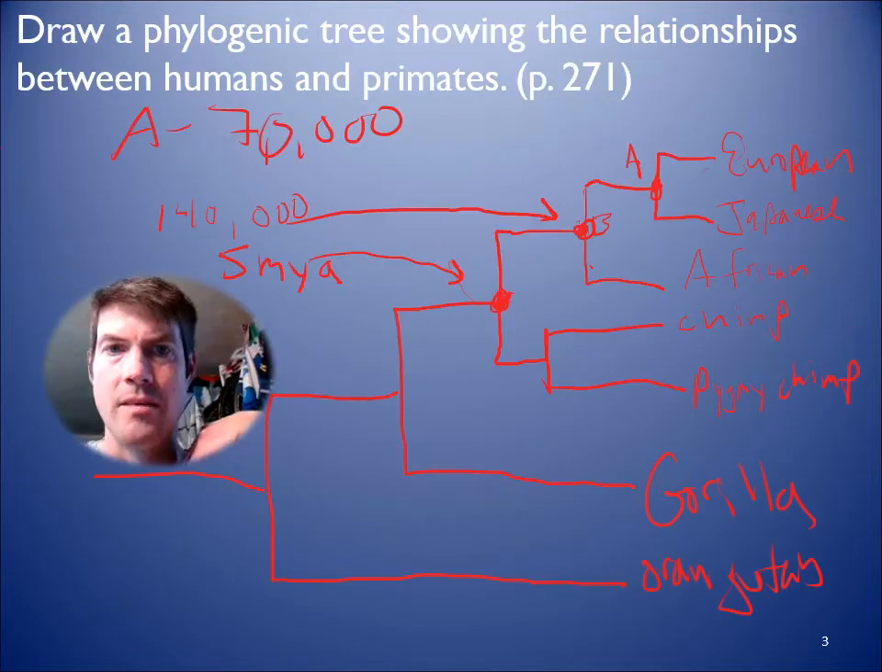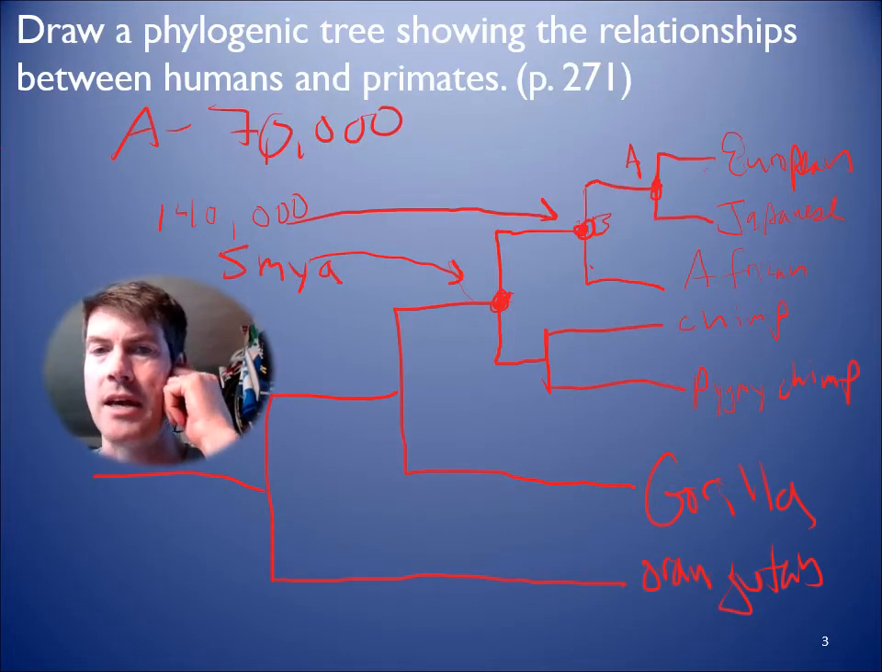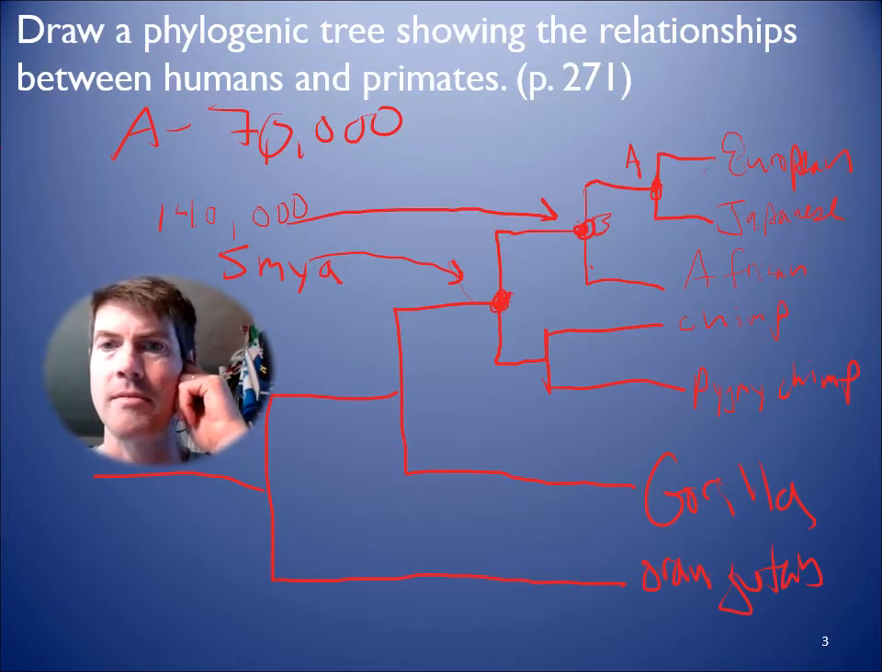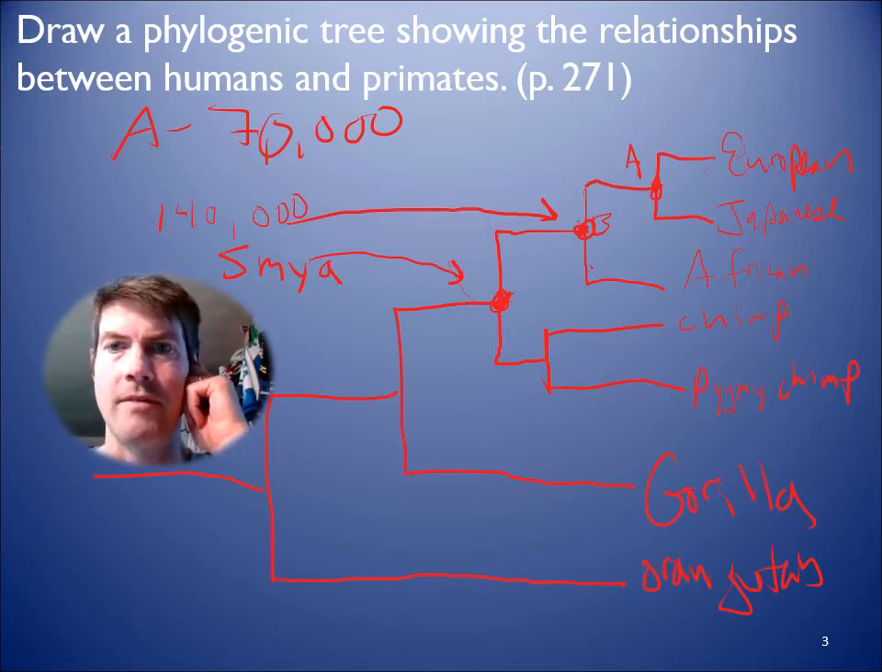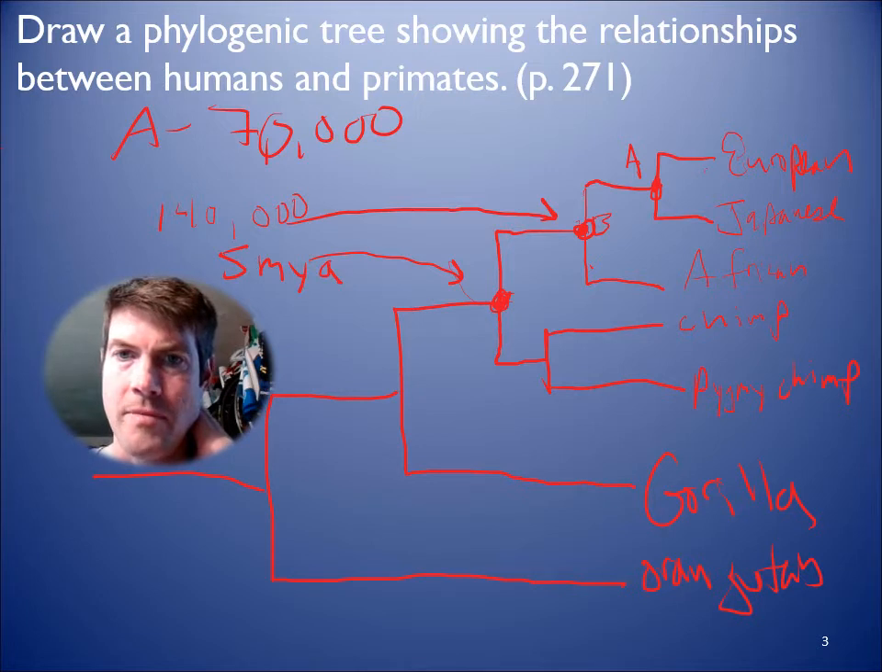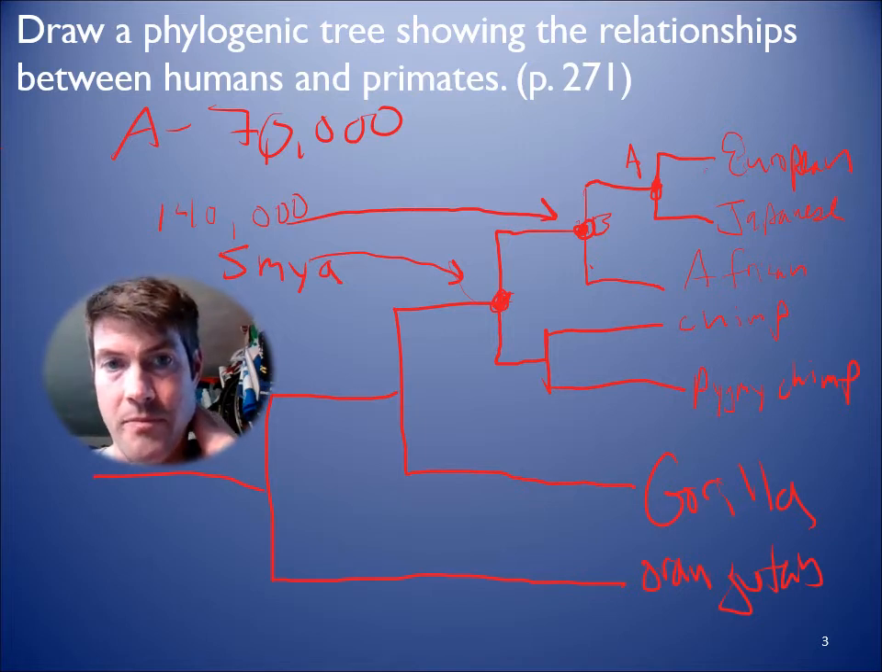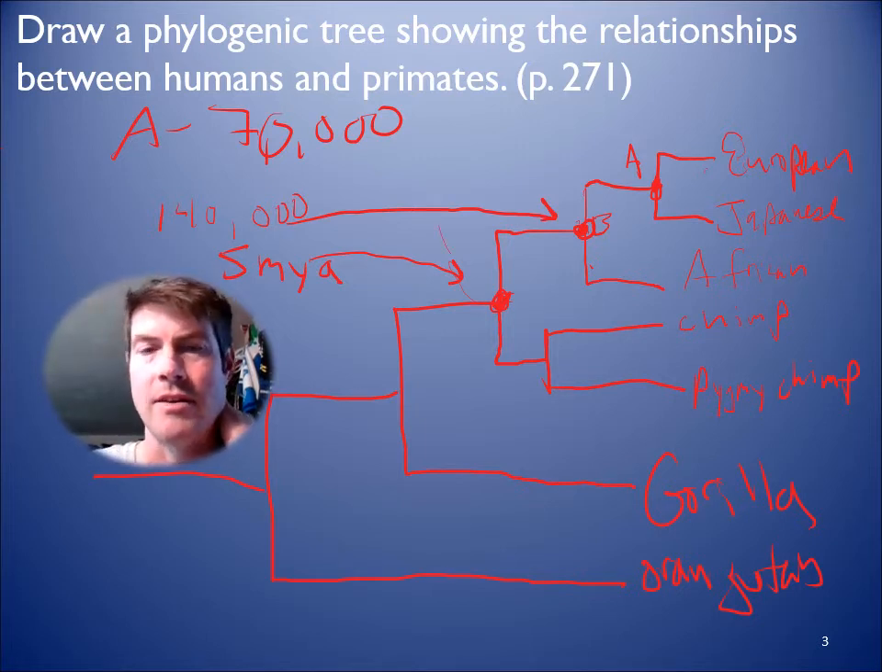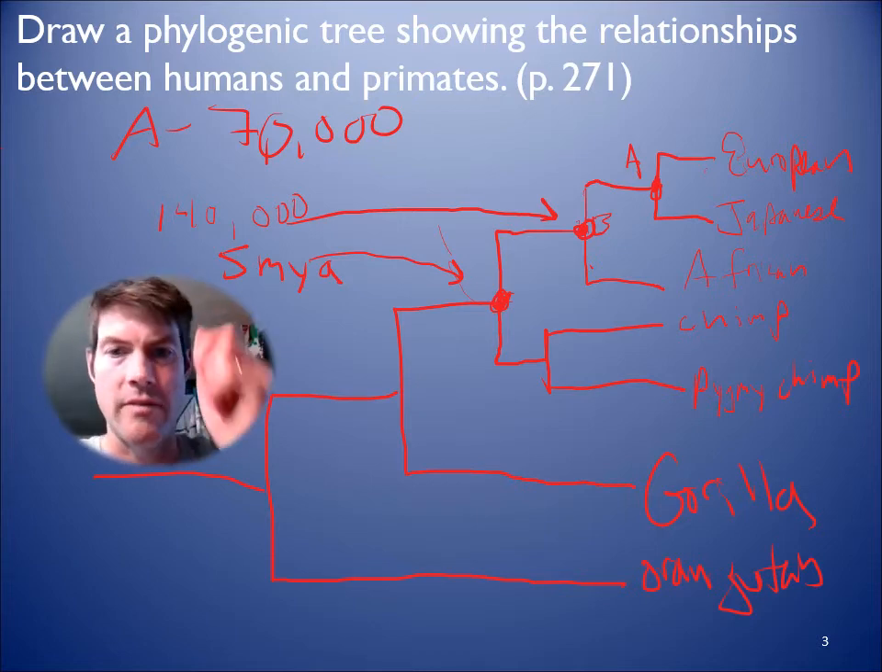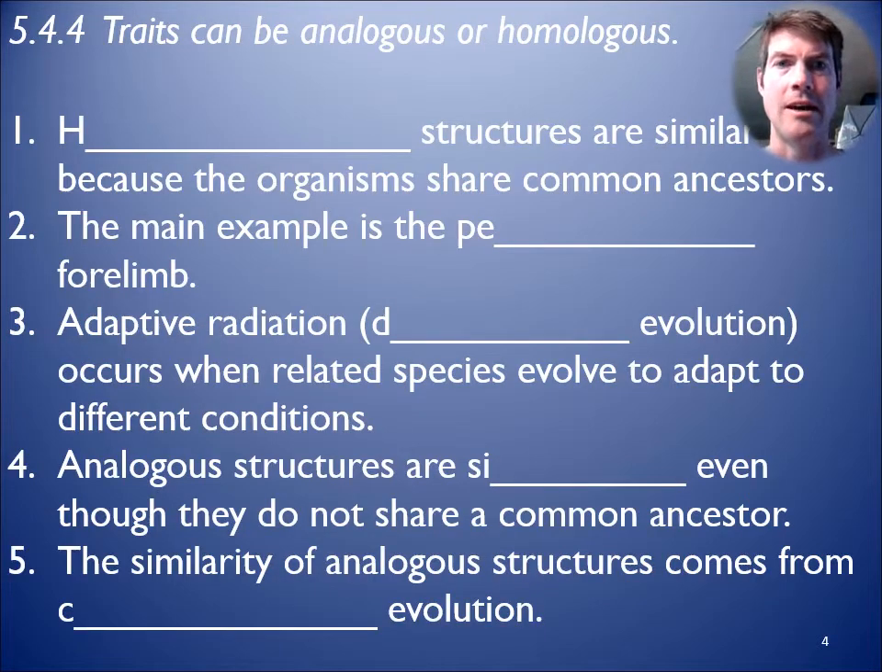years ago. And here you can see in the little diagram on the phylogenetic tree of the humans right here, we see chimps and then a different type of chimp and gorilla and orangutan and the different time periods. So that's on 271, so you can write that down.